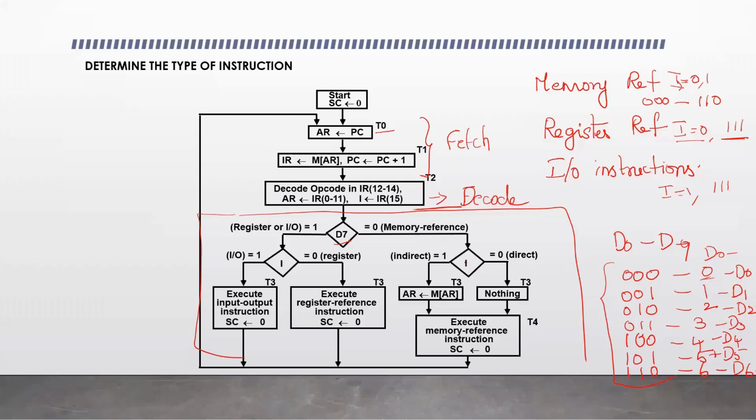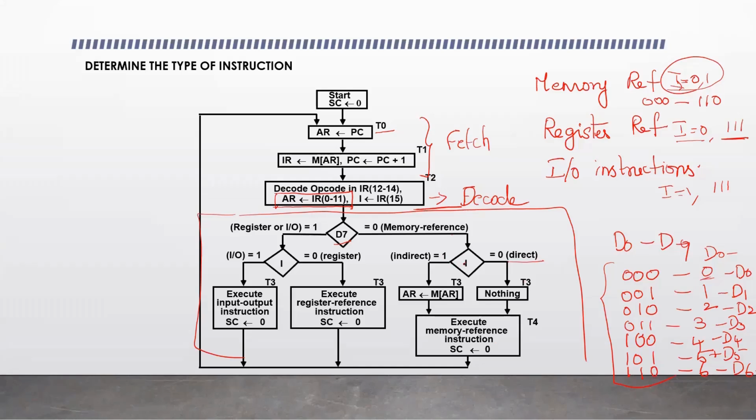And now we check the I bit, because you need to find out if it is a direct address or an indirect address. I can be 0 or 1. If it is 0, it is a direct address. In this case, when it is 0, we don't need to do anything because we already have the effective address in AR. You can observe this step: bits 0 to 11 of the instruction register are moved to AR. So now AR already has the effective address, because the address used is a direct address. We don't need to do anything. We can directly execute.